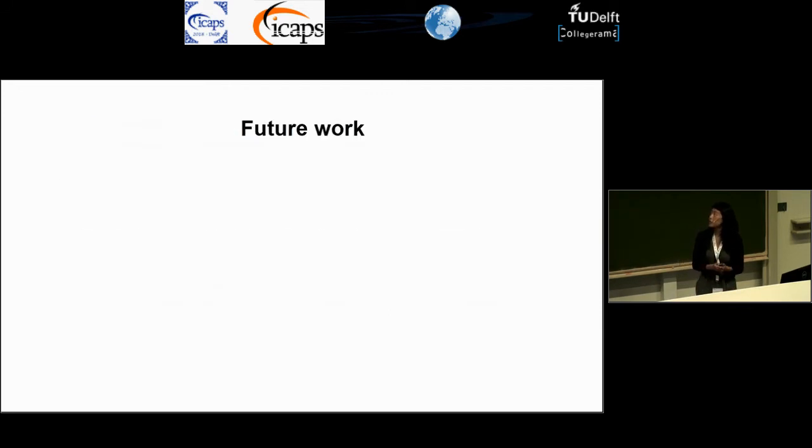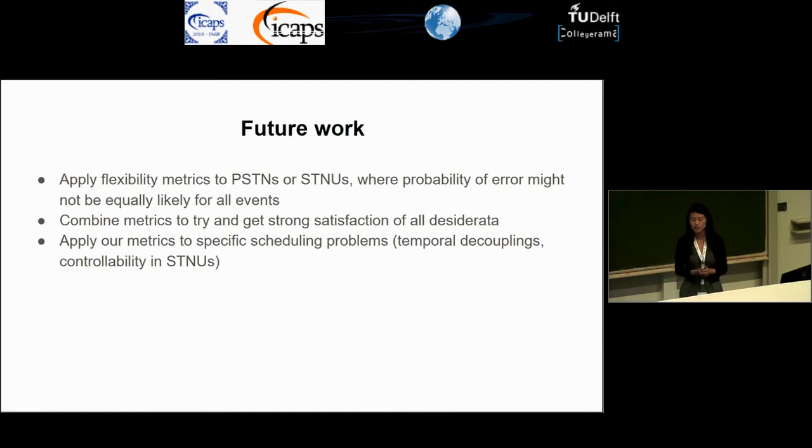So that's it. For our future work, we think it would be interesting to apply these ideas to probabilistic STNs or STNs with uncertainty. We also think it would be interesting to combine metrics to try to get strong satisfaction of all desiderata, or apply these metrics to specific types of scheduling problems.